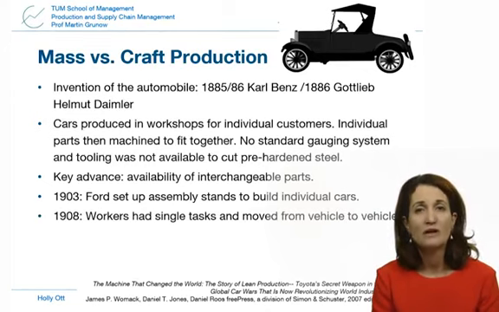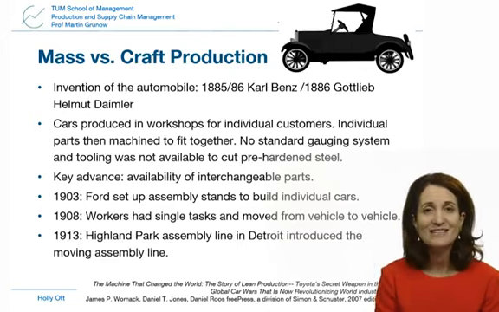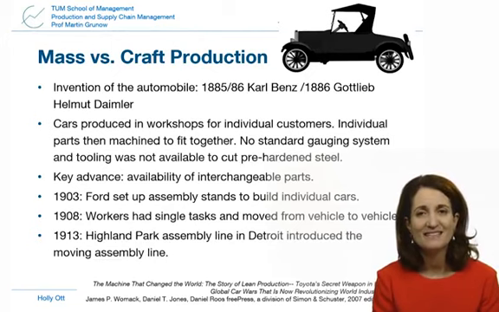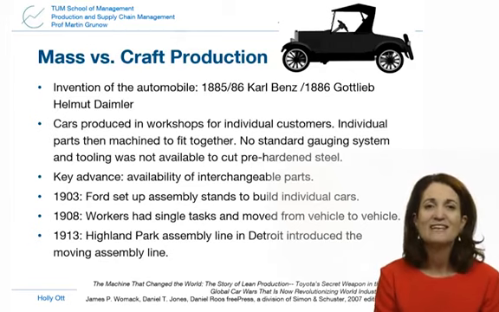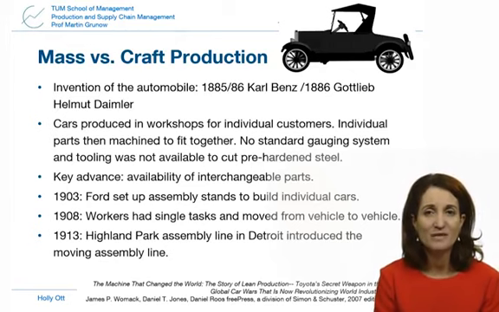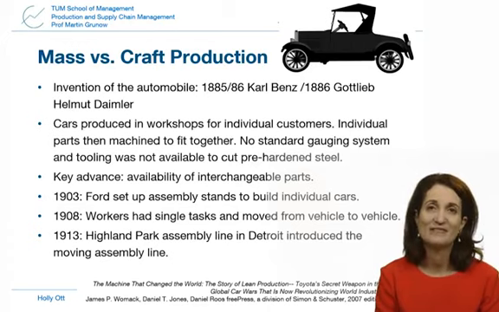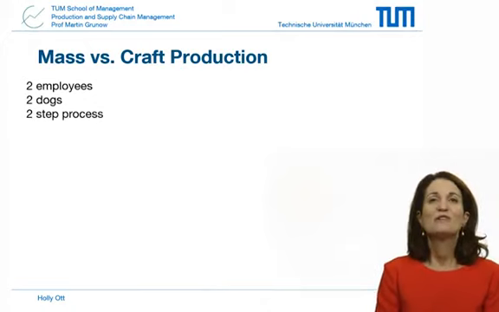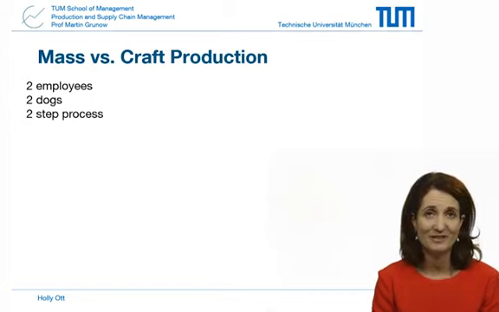But he noticed that the walking around took time and caused congestion, so in 1913, in his assembly plant in Detroit, the Highland Park assembly line, he introduced the moving assembly line. And we had then the assembly line; mass production had started. And as we know, of course, that has been a huge success. Let's go then one step back and review the difference between mass production and craft production.